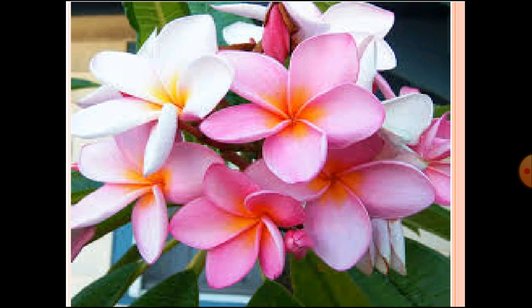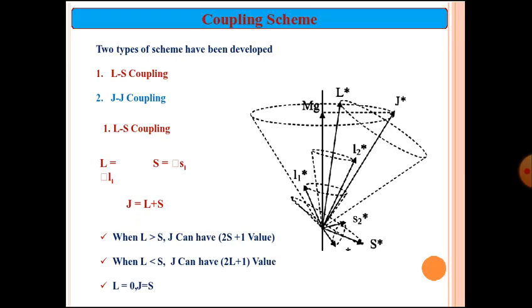This topic is over. Next topic, coupling scheme. Coupling scheme means in an atom having 2 or more electrons, the orbital and spin angular momenta of all its electrons can be added together in 2 ways. The method of combination depends on the interaction or coupling between the orbital and spin angular momenta. 2 types of schemes have been developed. They are, first one LS coupling, second one JJ coupling.